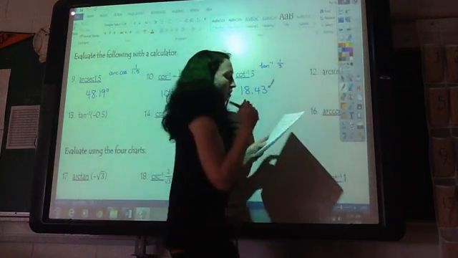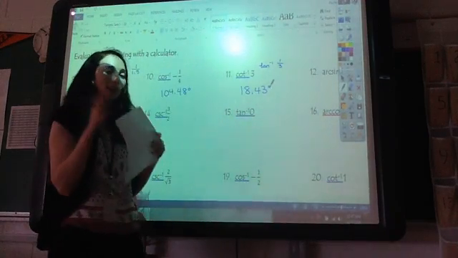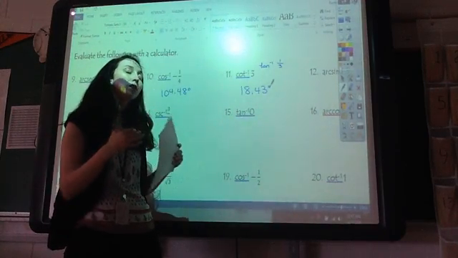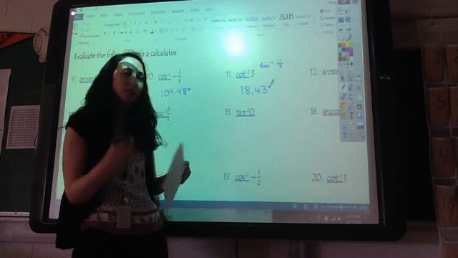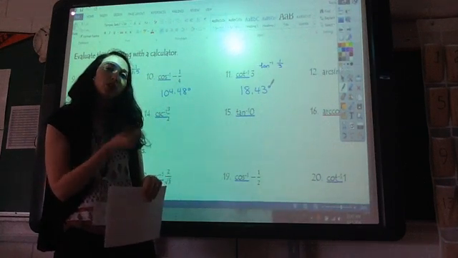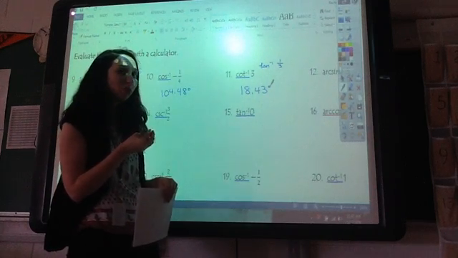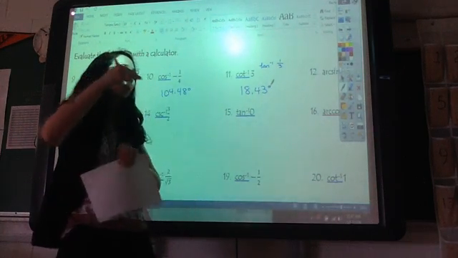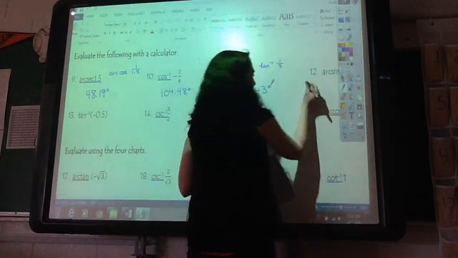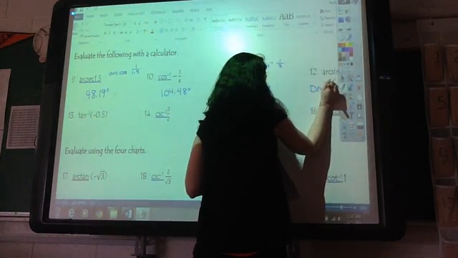Arc sine of 2.5. I'm sure a lot of you got errors and were like, why is that even possible? If you look at your sine graph, does it ever go above 1 unless I adjust the amplitude? The answer to that is no. It goes between -1 and 1. So 2.5 is not going to give you an angle. This does not exist.